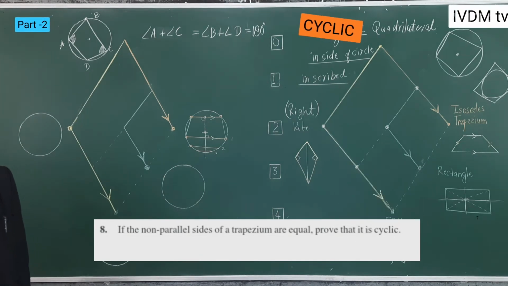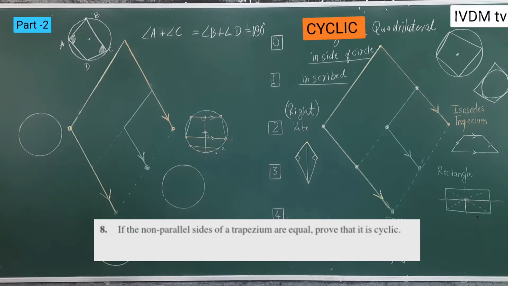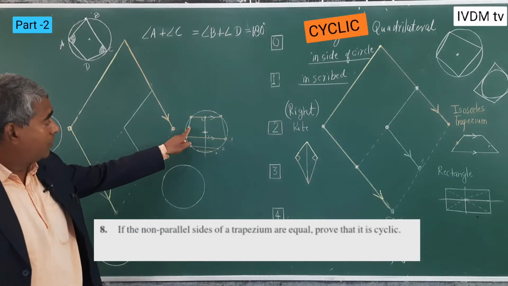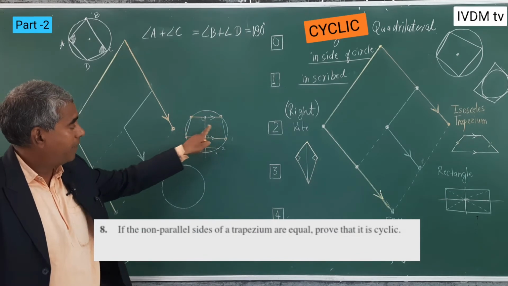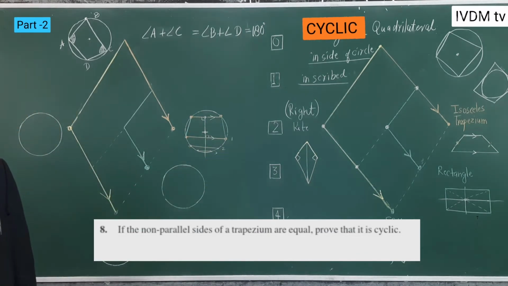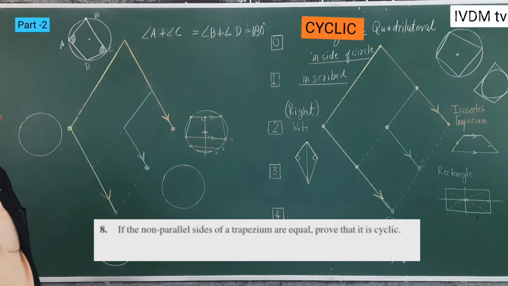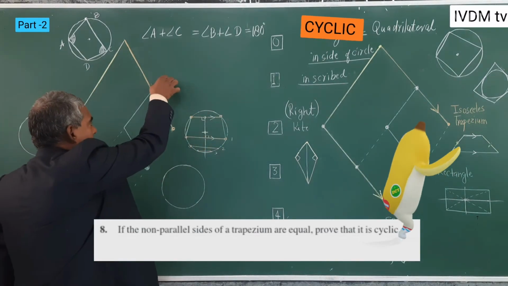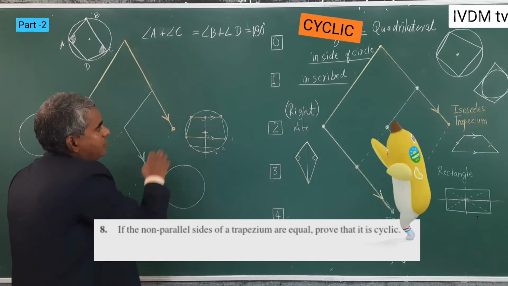Exercise 10.5, question number 8, page number 185. The question is, if the non-parallel sides of a trapezium are equal, then prove it is cyclic. So actually the question starts from the trapezium and moves to the isosceles trapezium.